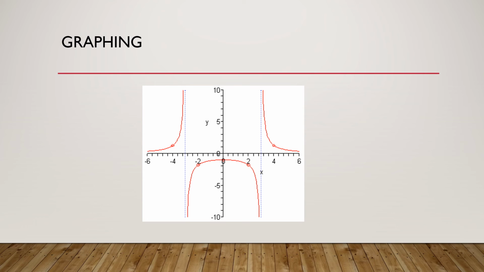Once you plot the points and connect them together, you can see where the vertical asymptotes fall at 3 and -3, along with the horizontal asymptote at 0. The lines do not touch the x-axis because of this.